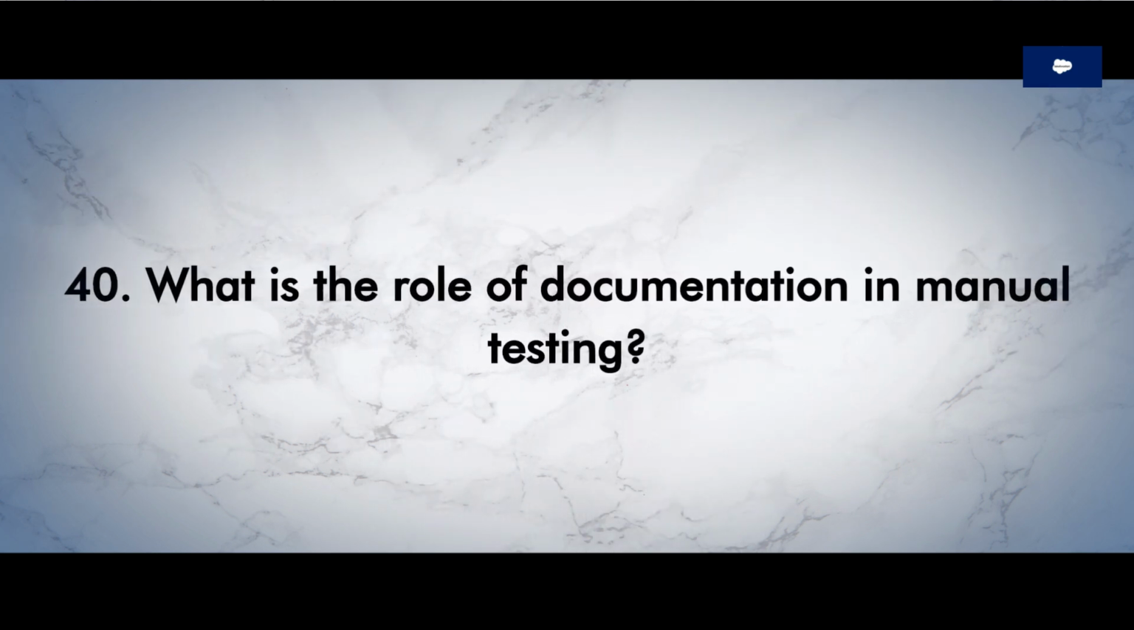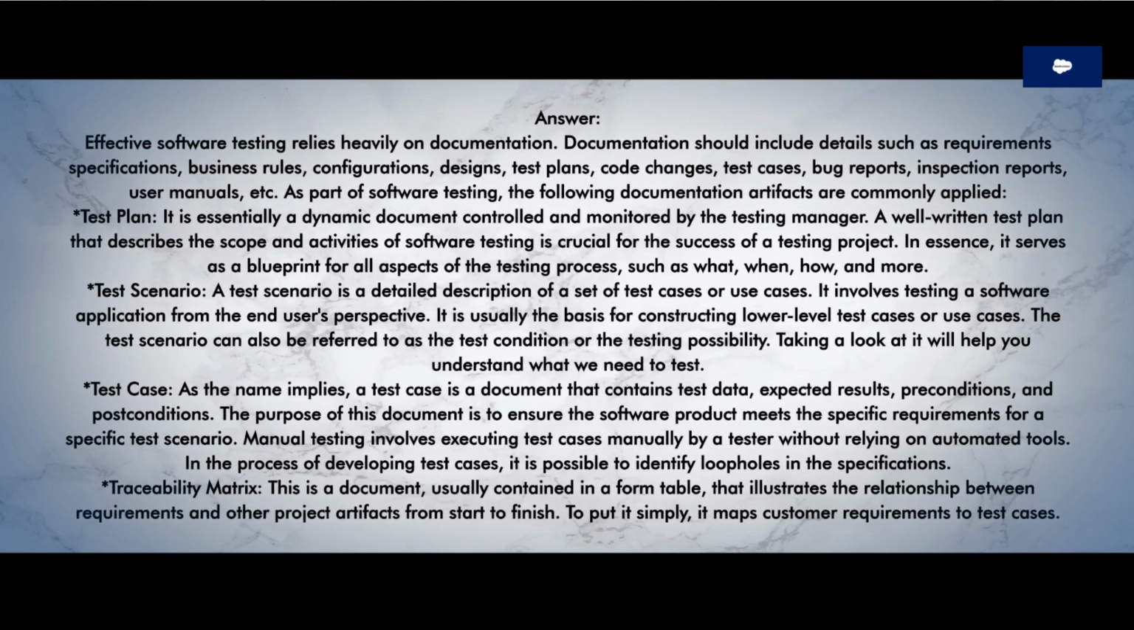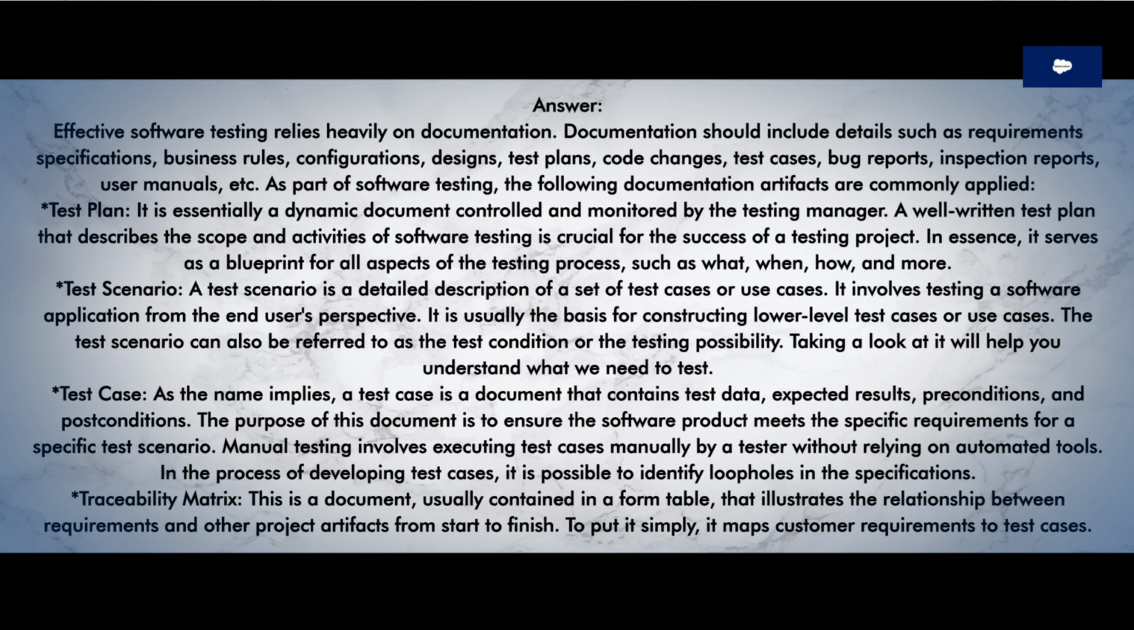40. What is the role of documentation in manual testing? Answer. Effective software testing relies heavily on documentation. Documentation should include details such as requirements specifications, business rules, configurations, designs, test plans, code changes, test cases, bug reports, inspection reports, user manuals, etc. As part of software testing, the following documentation artifacts are commonly applied.